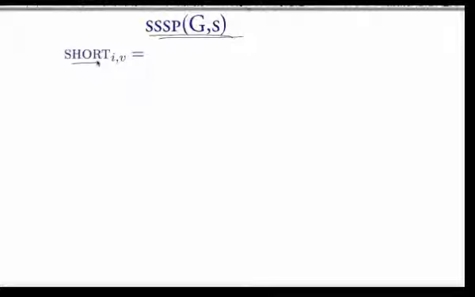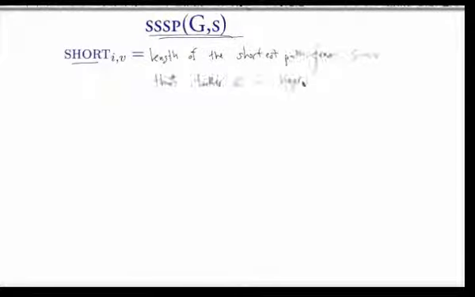The trick to all of these shortest path algorithms is identifying the right variable. In this case, short(i, v) is going to be the length of the shortest path from S to V that takes no more than i hops.